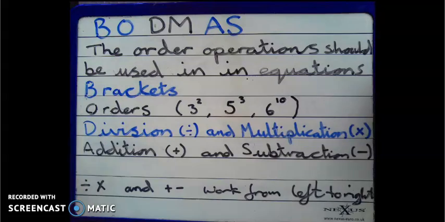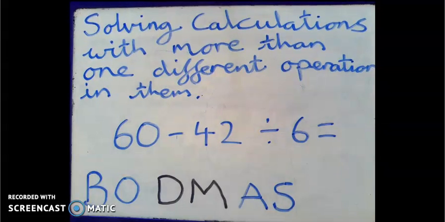Let's just have a look at those order of operations again. When we have an equation that has more than one different operation, brackets or indices in it, we need to follow BODMAS. That's the order of operations. First, brackets. After brackets, orders. Then comes division and multiplication, working from left to right with those two operations. Finally, addition and subtraction, again, working from left to right. And that's how you solve calculations with more than one different operation.